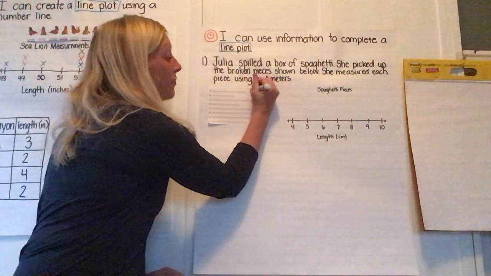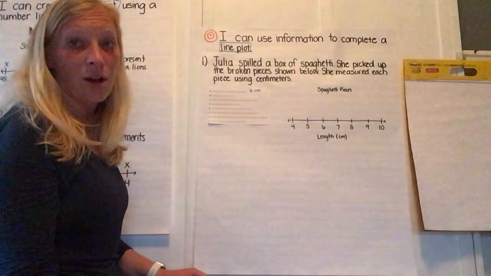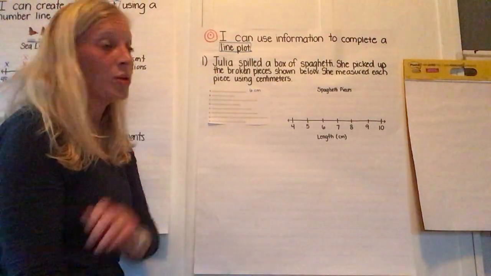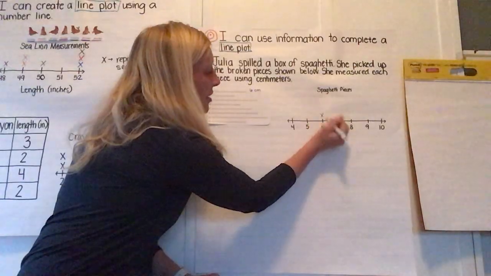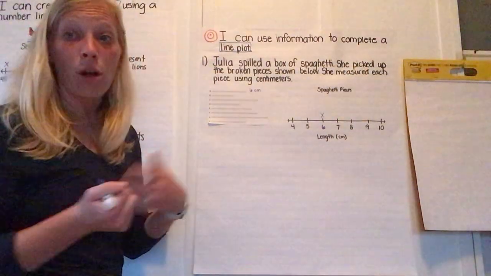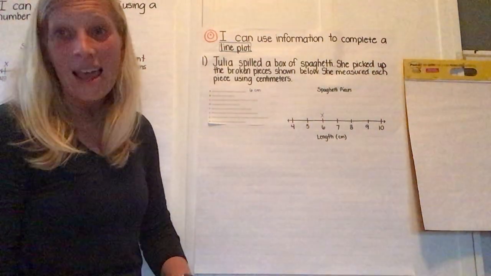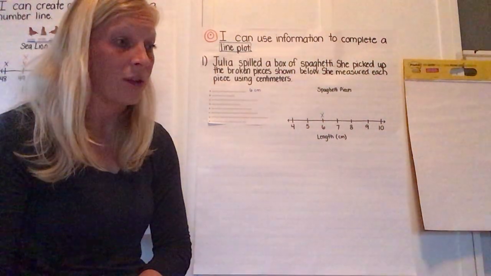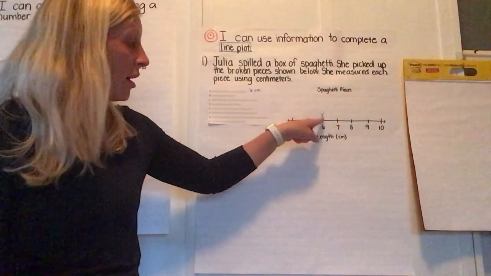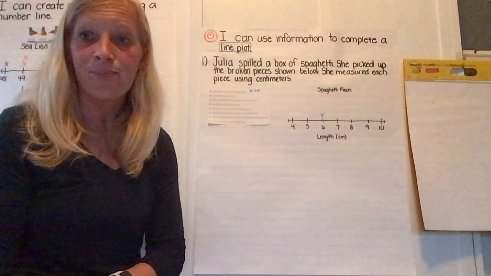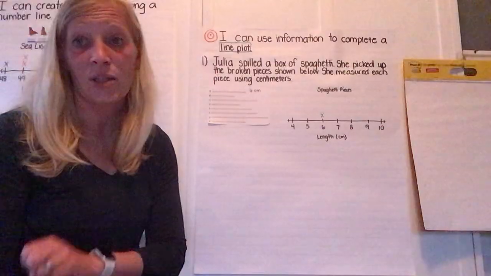6 what? 6 centimeters long. So then what can I do over here on my line plot? I can put an X above my 6. Now, you all might decide to measure each of these first and then plot them on your line plot. You may choose to measure one and plot it, measure one and plot it. That's up to you. What you choose to do needs to be what works best for you.